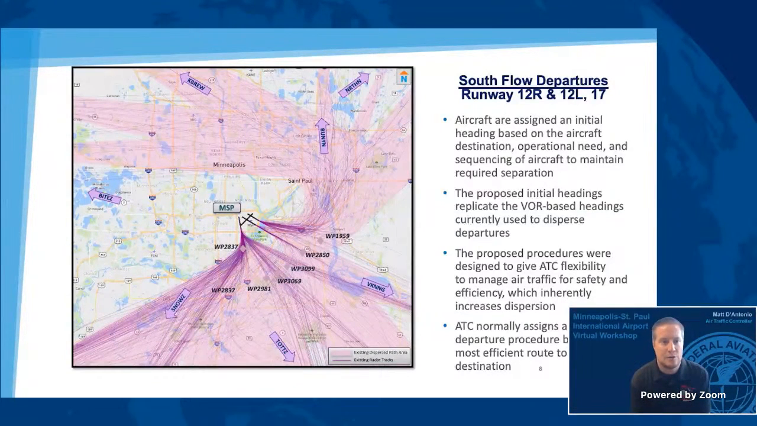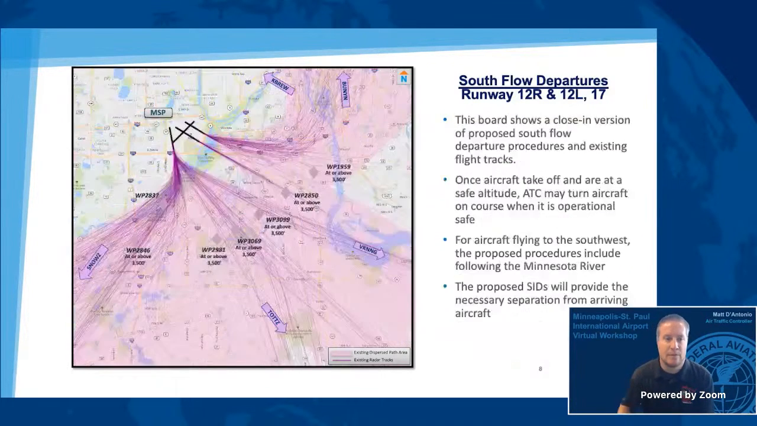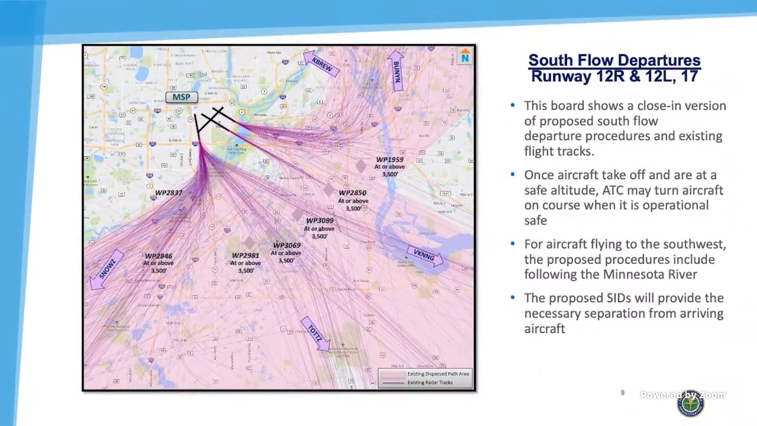We also have incorporated the use of the Egan-Mendota Heights corridor, which maintains the existing noise abatement procedures. This board shows a close-in version of proposed south flow departure procedures and existing flight tracks. This board details the multiple departure procedures and waypoints located approximately 7 miles from the airport.